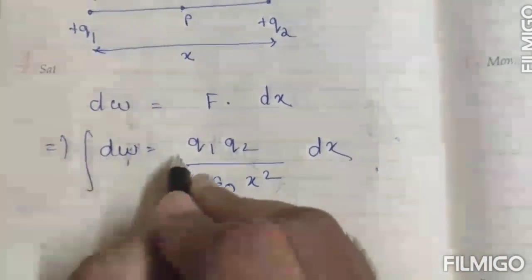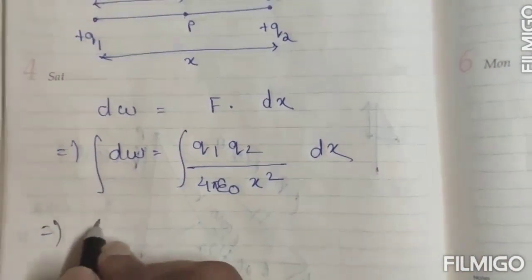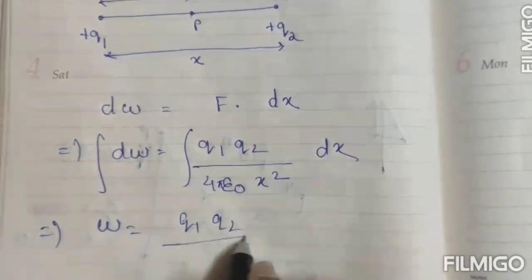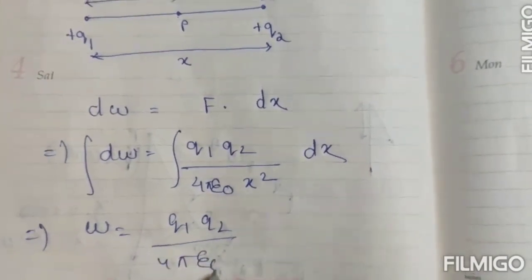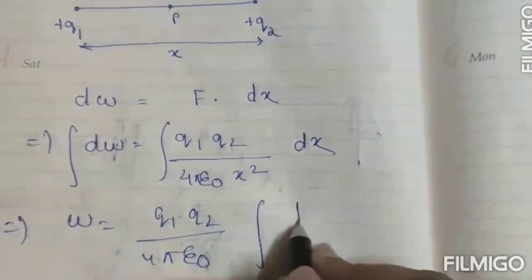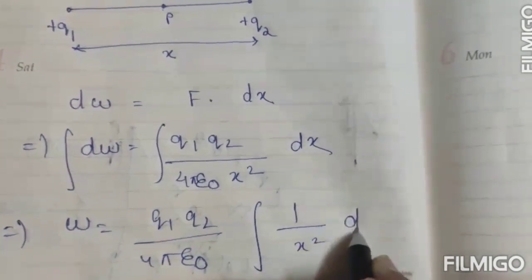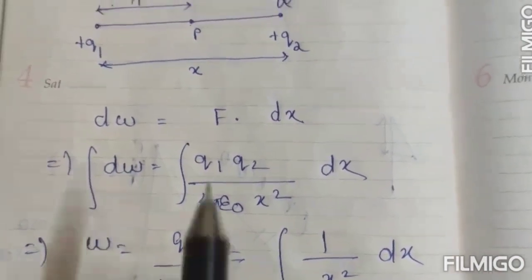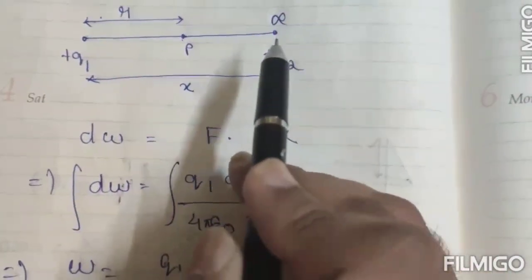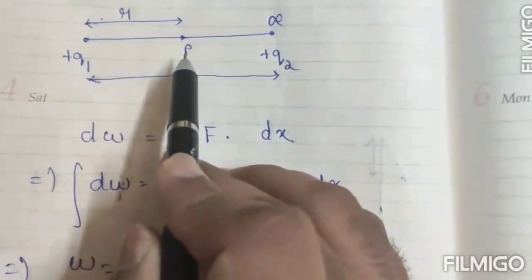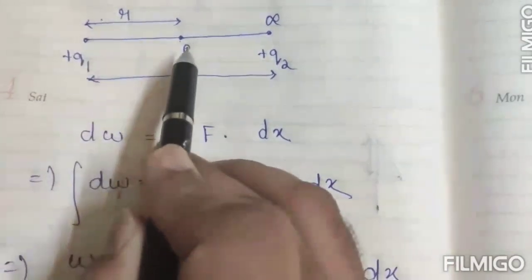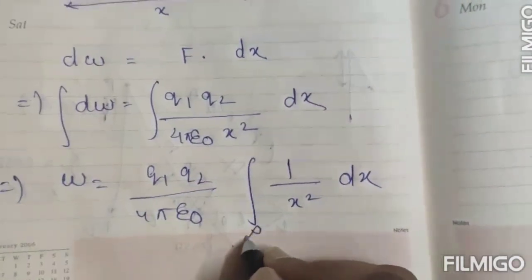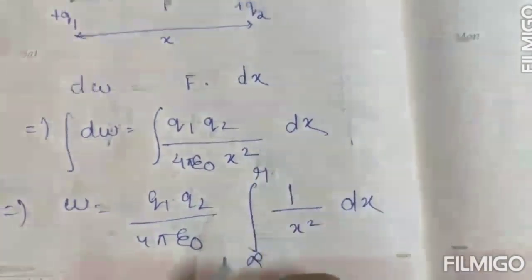Now let us integrate both sides. So integration of dW is W. Q1 Q2 by 4 pi epsilon naught outside, as these are constant, 1 by x square into dx. Now let us set the limit. What should be the limit? We are moving from infinity to this point P, right? And this point P is at a distance R. So this is infinity to R.